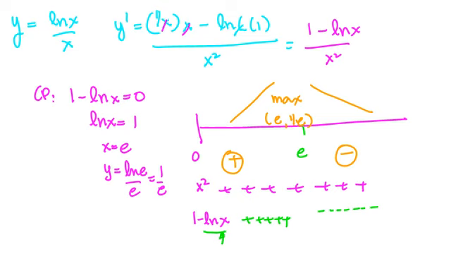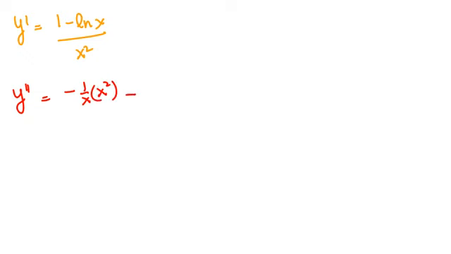So the next step is to take the second derivative. I'm going to rewrite the first derivative, which is 1 minus log x over x squared, and I'm now going to take the second derivative. So derivative of the top: derivative of 1 is 0, derivative of negative log x is negative 1 over x, times the bottom, minus the top.